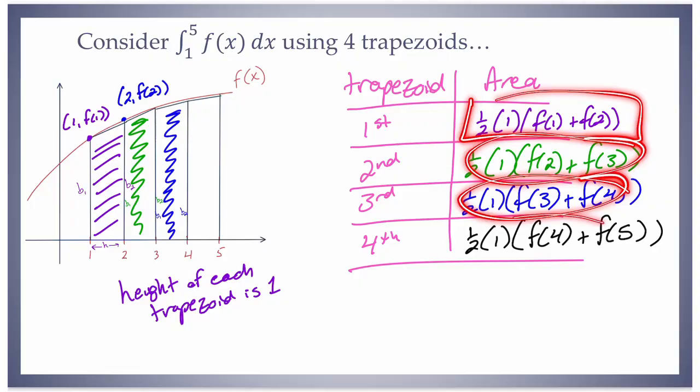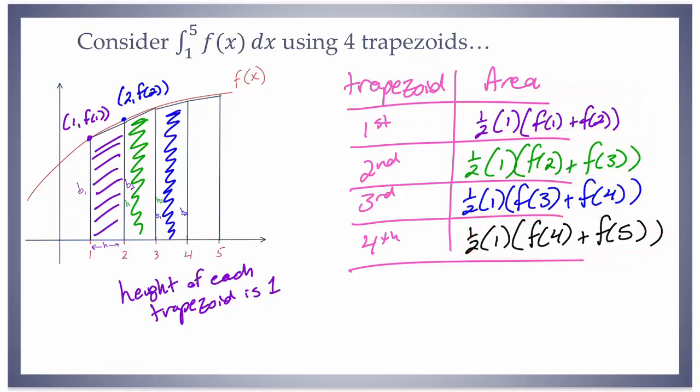Do you see how in each of these expressions, so we would add all these up, right? Add up these 4 expressions, and that's going to give us an approximated area under this curve from 1 to 5. Well, if you have the same common factor, we can factor that out. We can say that the area is equal to 1/2 times 1. So I'm factoring that out.